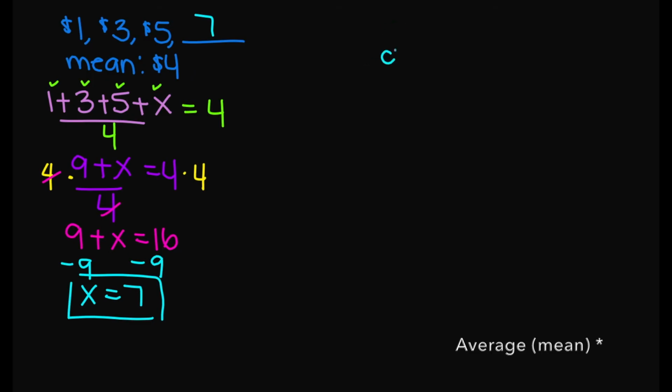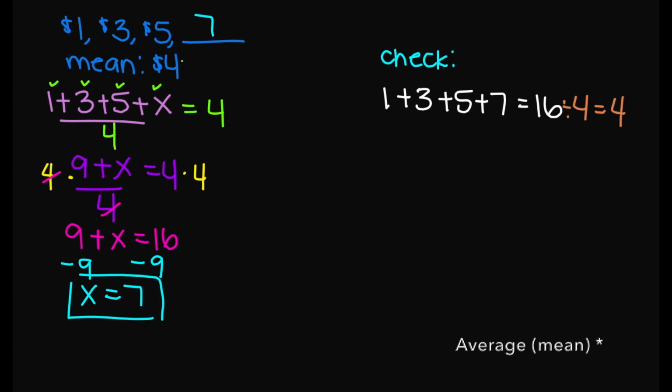And to check our work, 1 plus 3 plus 5 plus 7 is going to equal 16. And then 16 divided by 4, which is the number of items that we have, is also going to equal 4, which is the same average we have here. So that means my missing value of 7 is correct.